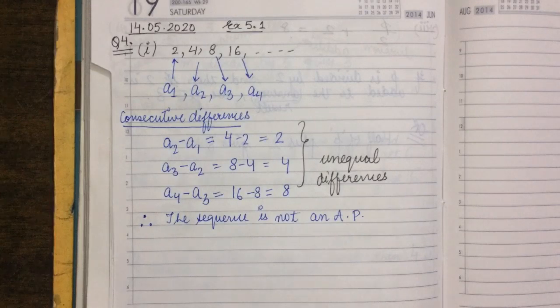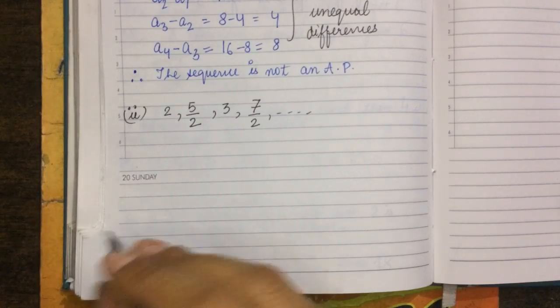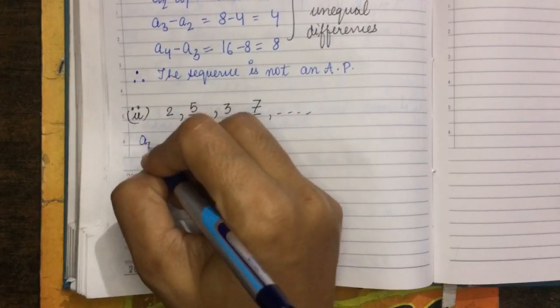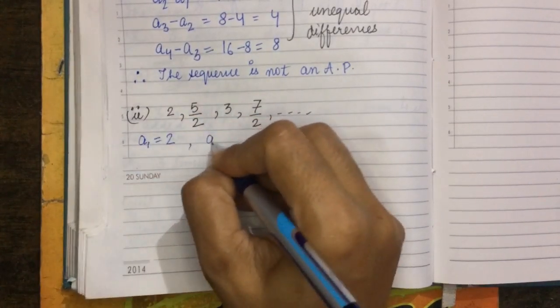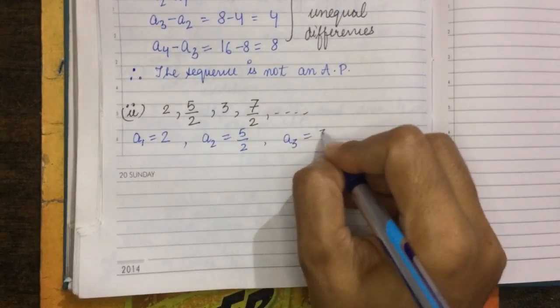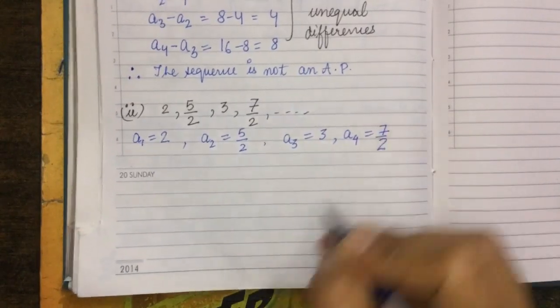Let's take a look at the next part. Second part, the sequence is 2, 5 by 2, 3, 7 by 2, and so on. So writing my terms in general way, first term is 2. The second term is 5 by 2. The third term is 3. The fourth term is 7 by 2.